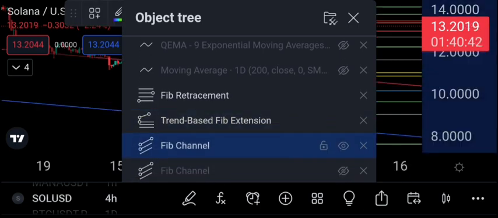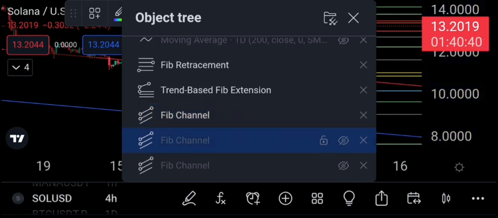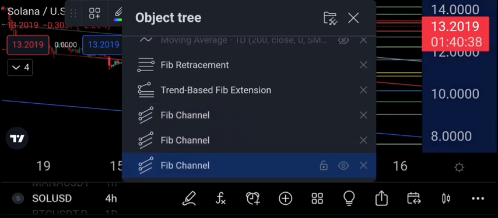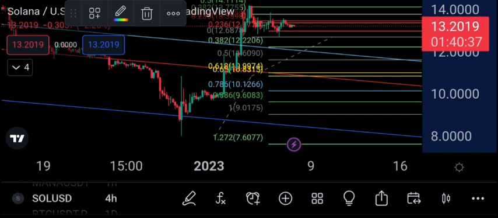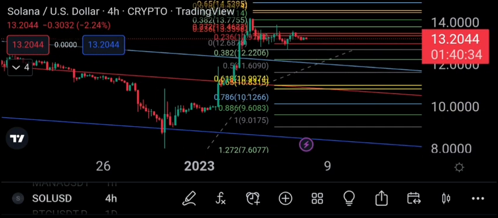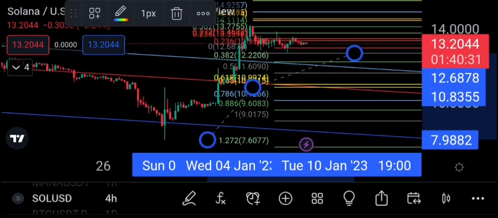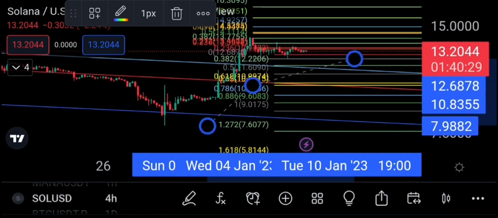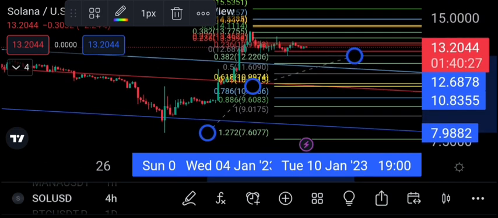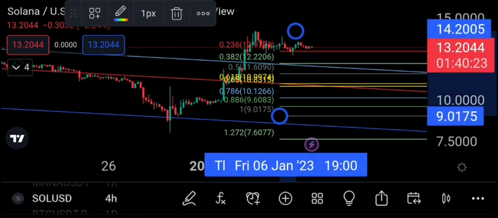I'll add some channels that I added to the chart. They give us more direction and we could see better. Okay, this is trend-based fib extension. I'm going to take this off and we're going to remove the fib retracement. So we know that 11.6 is the lowest.